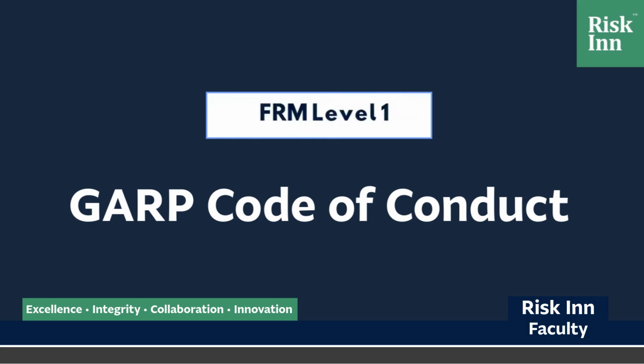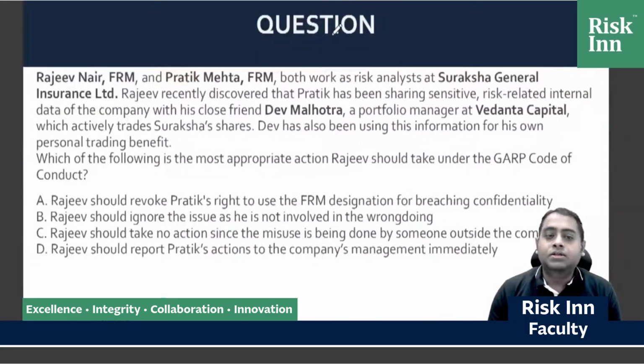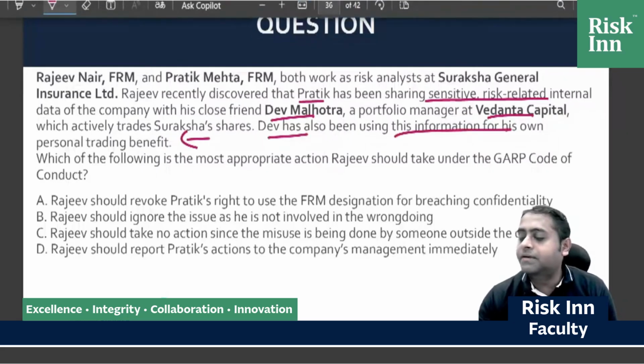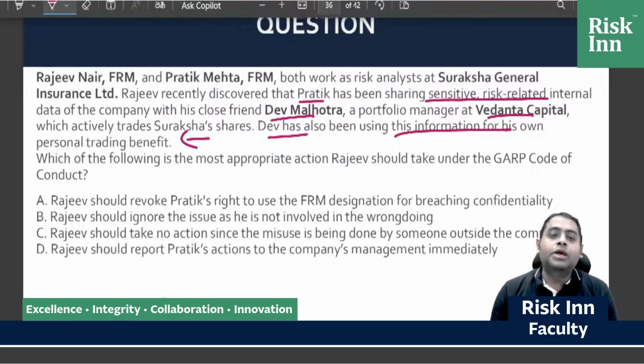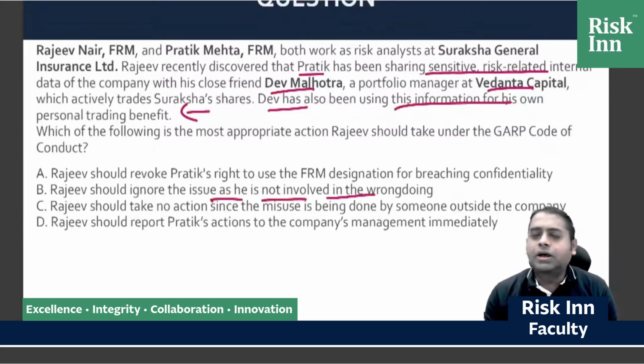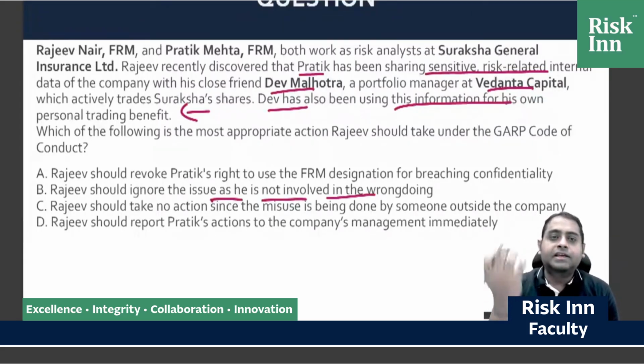Okay? Rajesh and Pratik both are working in a general insurance company. Rajiv basically discovered Pratik has been sharing some sensitive information to his friend Dave, who is working for Vedanta Capital. Dave has been using this information for his benefit. Is Pratik doing correct? And what should Rajiv do? Chalo. He should ignore, no? Because he is not making any money. Dave Malhotra is making money. No?